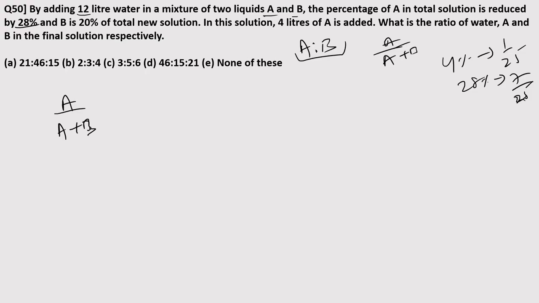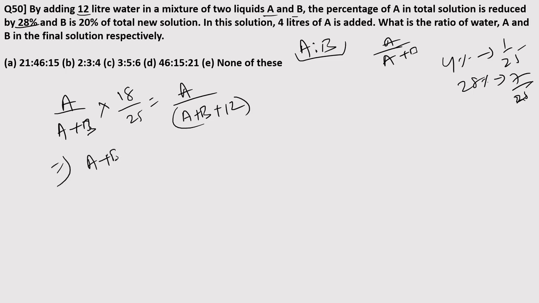So this part, reduced by 28%, means this into 18 by 25, and this is equal to A by A plus B plus 12. From here, if you solve, you'll get A plus B equal to how much? A plus B is coming out to be 216 by 7 after solving this.